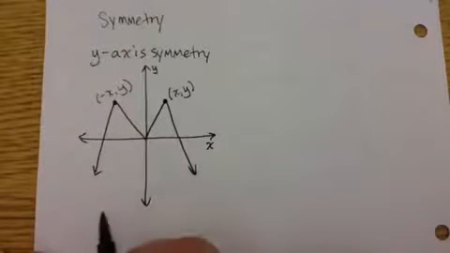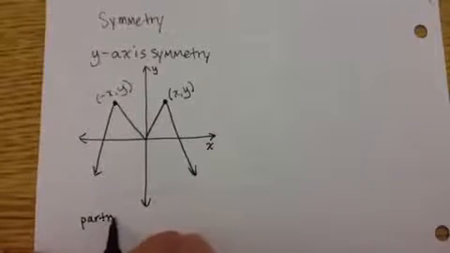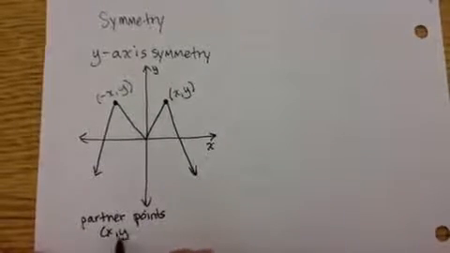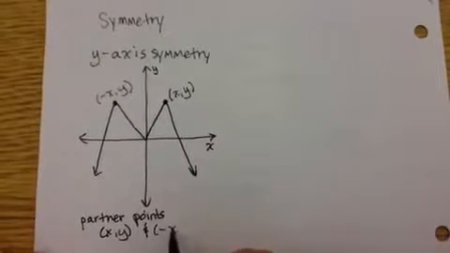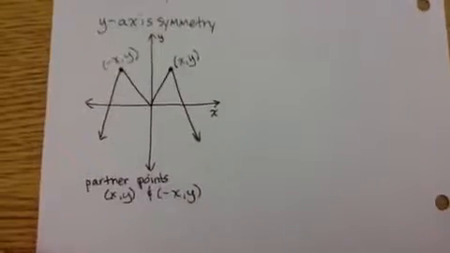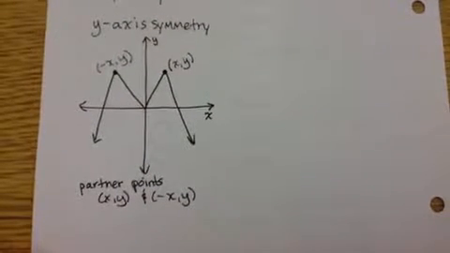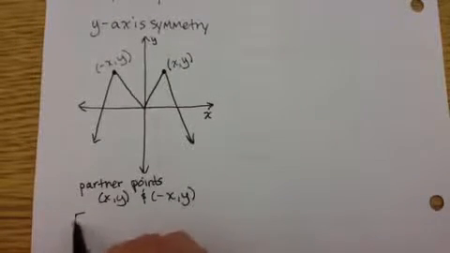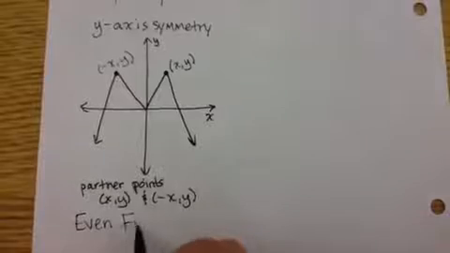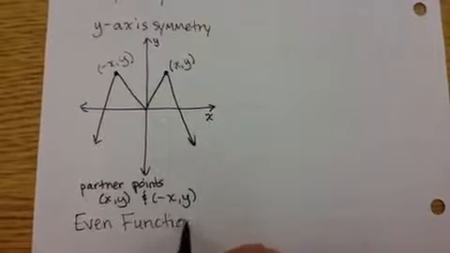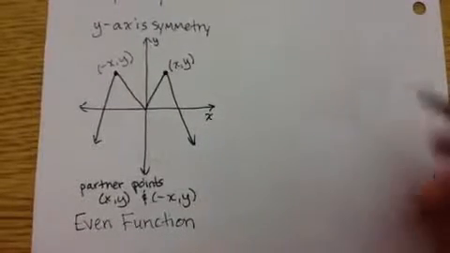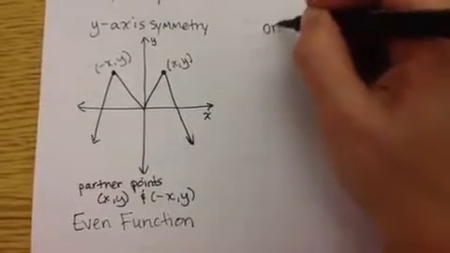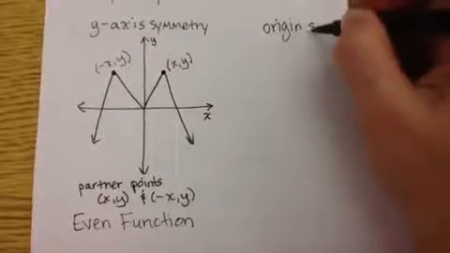So in y-axis symmetry, our partner points are x, y and negative x, y. Y-axis symmetry functions are also called even functions. So if it has y-axis symmetry, it is an even function. The other type of symmetry that we're going to talk about is origin symmetry.